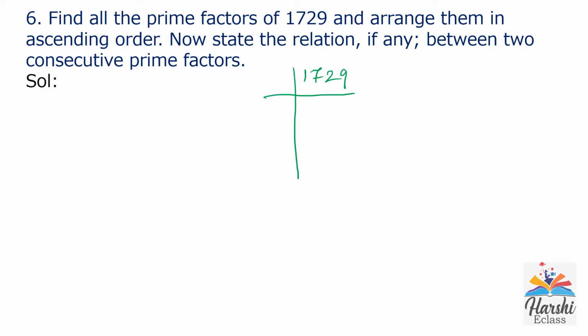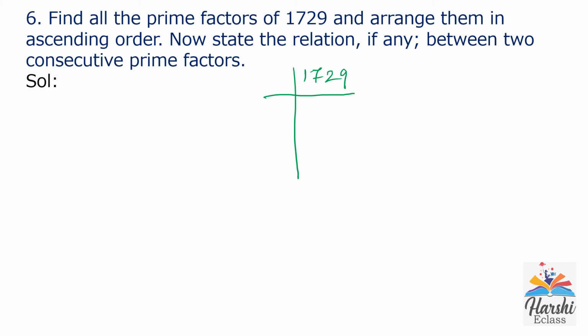This number is ending with 9, which is an odd number. So it is not going to be completely divisible by 2. We will check with 3. 3 5s are 15, then 2 is left. 3 7s are 21. 19 is coming. 19 is not going to be divisible by 3. After that, the next prime number is 5. But this number is ending with 9, so it is not going to be completely divisible by 5 also. We will check with 7.